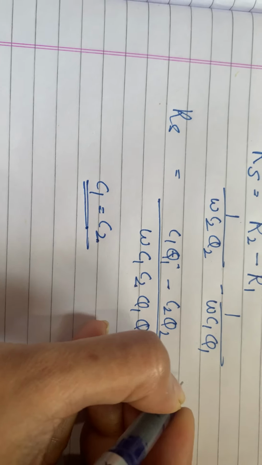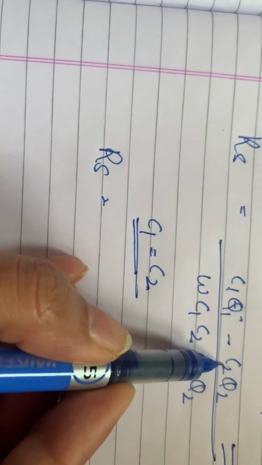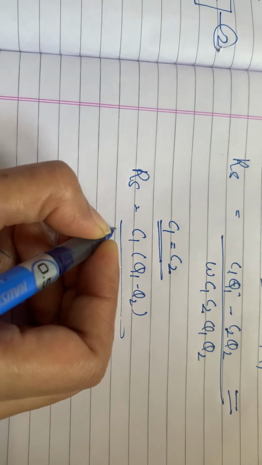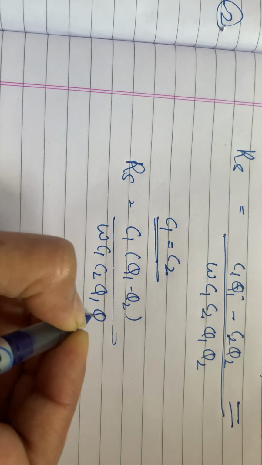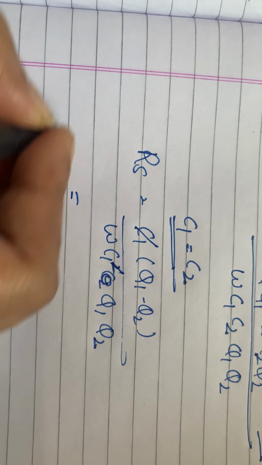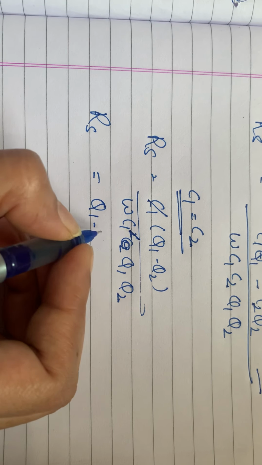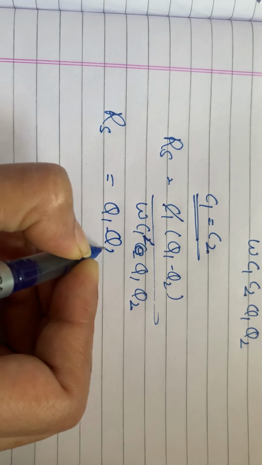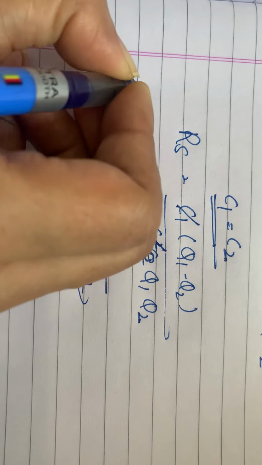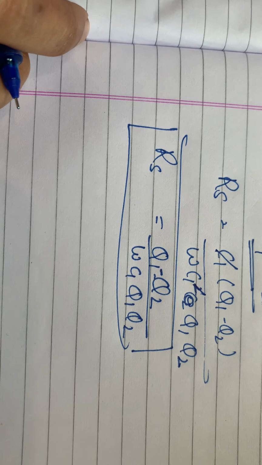So putting this condition in the equation of Rs here, I am substituting C2 as C1. So it will be C1 common, Q1 minus Q2, upon omega C1 C2 Q1 Q2. I can put it C1 square here for simplification. So just cancel out. So what is the value of Rs we are getting here? Q1 minus Q2 upon omega C1 Q1 Q2. Now this is Rs.